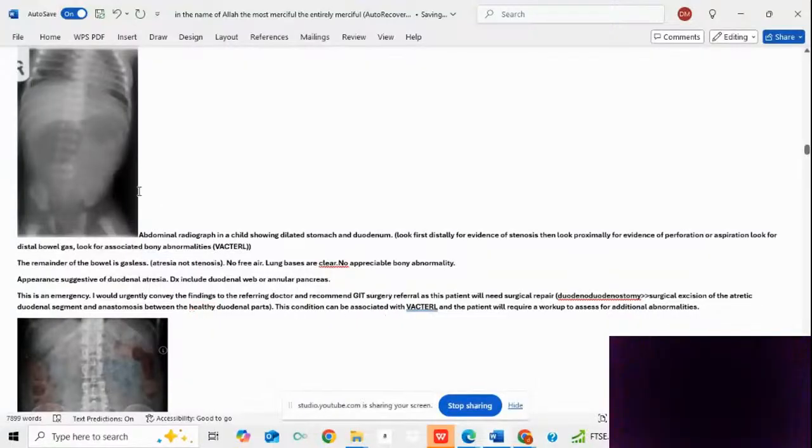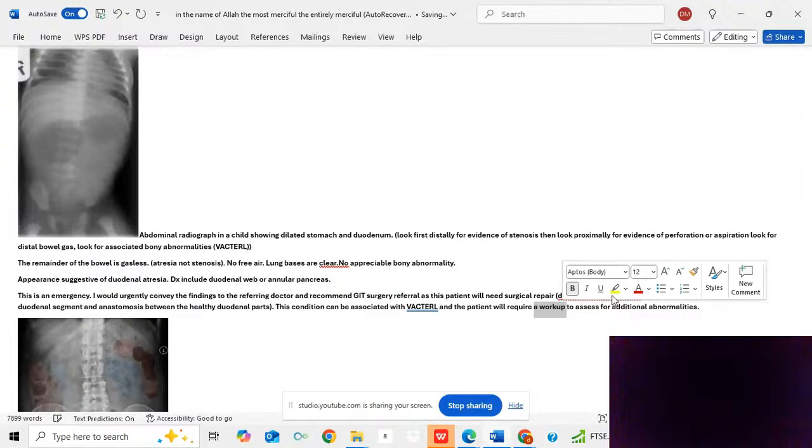This condition can be associated with VACTERL anomalies, so this patient will need a further workup to assess for any additional abnormalities, okay, any vertebral abnormalities, any anorectal abnormalities, any tracheoesophageal abnormalities, any renal or limb abnormalities, and any cardiac abnormalities. So this patient will require a workup to assess for any additional abnormalities associated with the duodenal atresia.